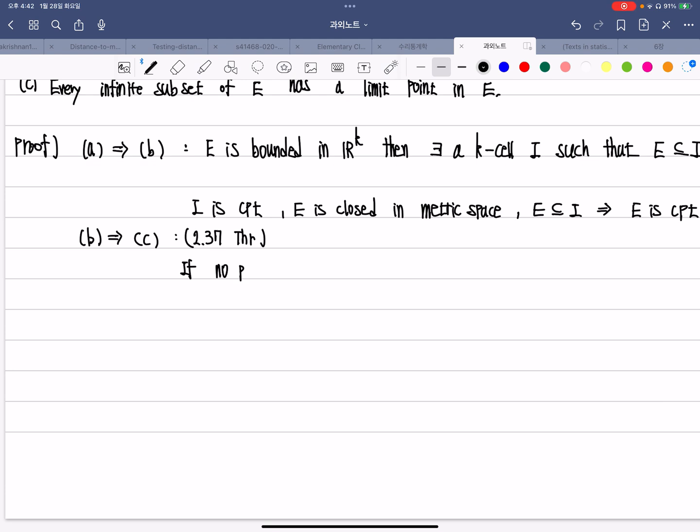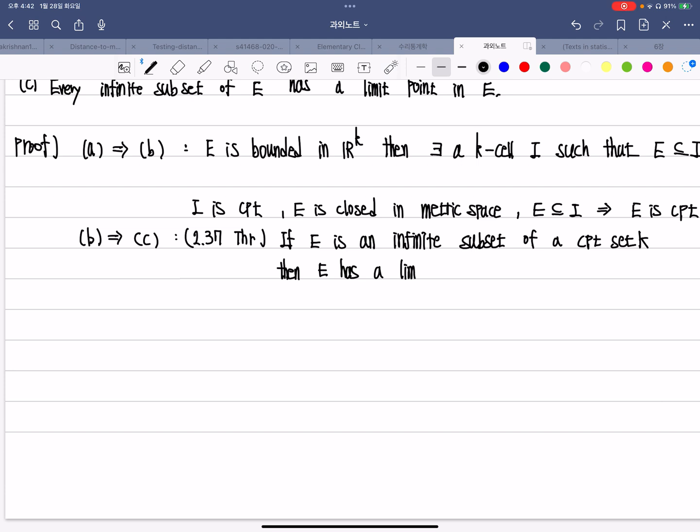If E is an infinite subset of a compact set K, then E has a limit point in K. Why?